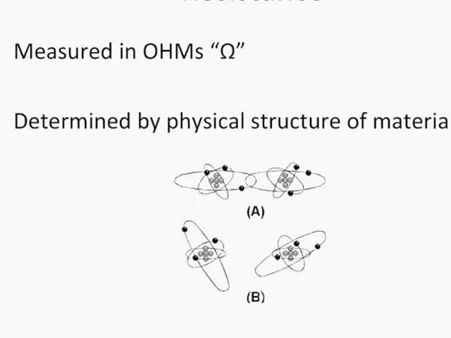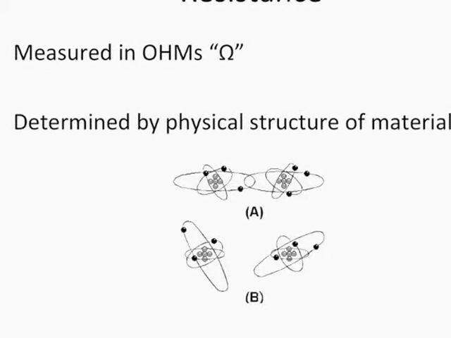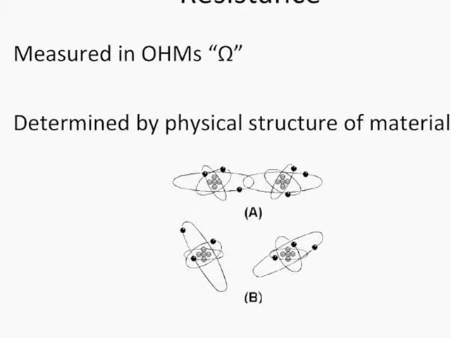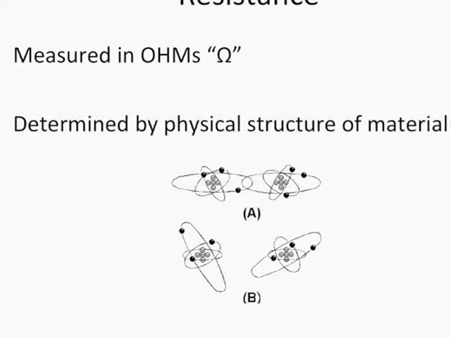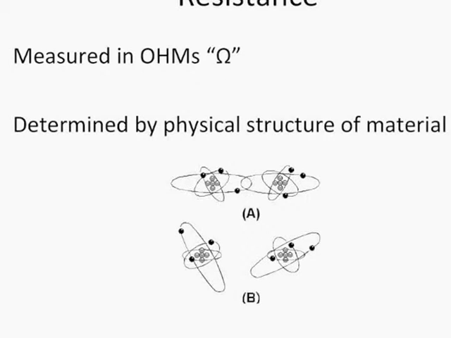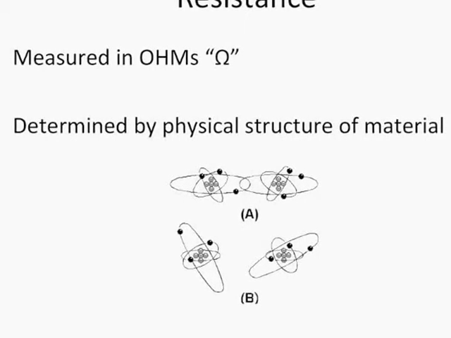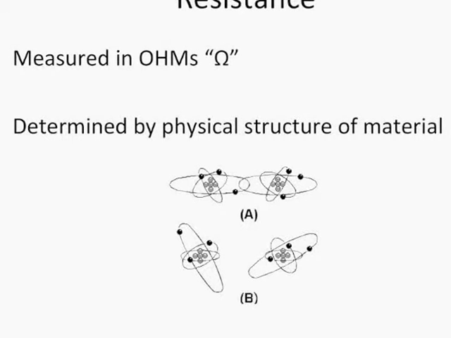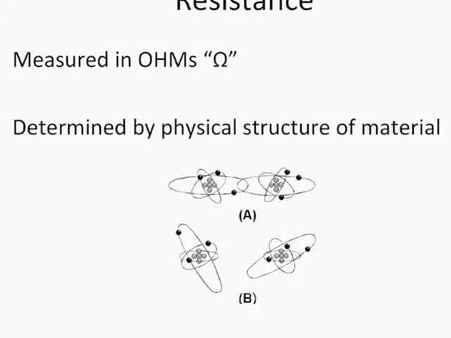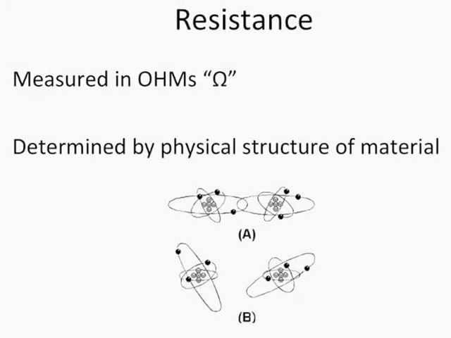The resistance of any material is determined by the physical structure of the material. If you look at the picture down here at the bottom, we have picture A and picture B. In picture A, the atoms are really close together, and you can see it's a really short trip for those electrons to jump from one atom to the next, and then on to the next one after that if they're just as close. In picture B, it's a longer trip. It's a little bit more difficult for the electrons to jump from one atom to the next.